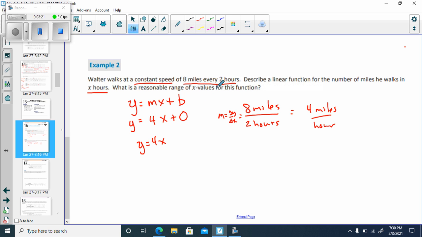That tells us that y, the number of miles he walks, is equal to 4 miles per hour times the number of hours that he walks, right? So let's say he walks 2 hours. How many miles would he walk? Okay, that would be 4 times 2, which would be 8, right? If he walked 4 hours, that would be 4 times 4, which is 16 miles, right?